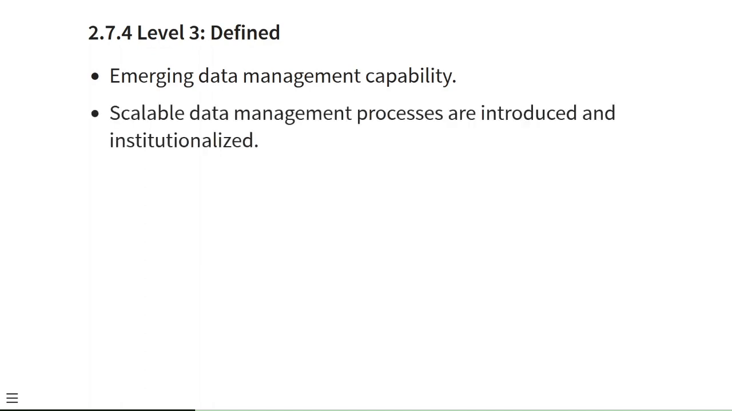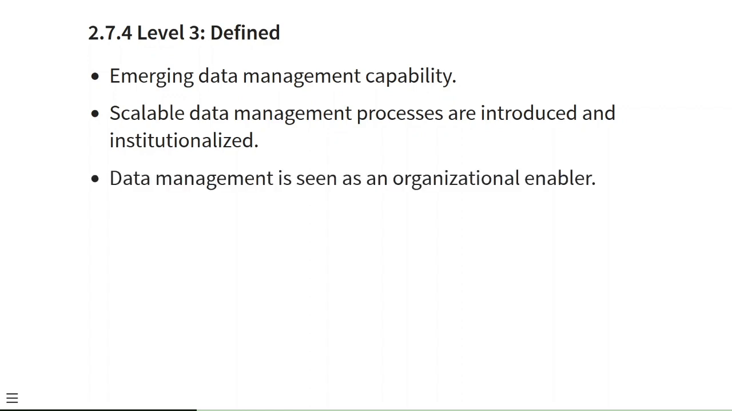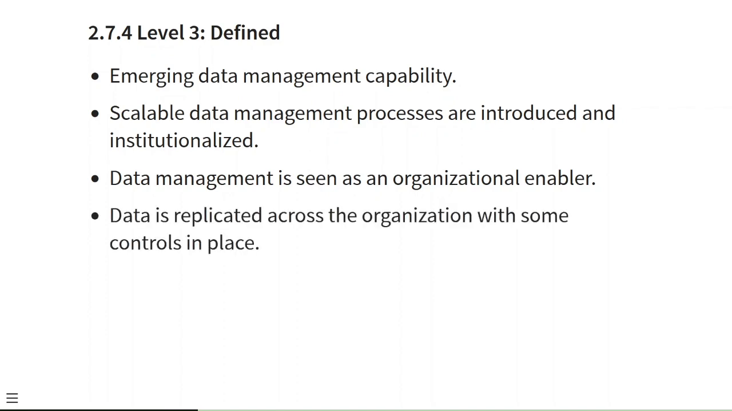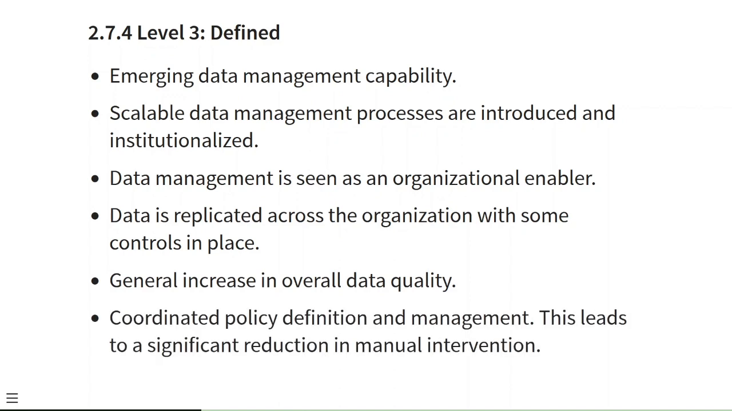Level 3, defined. Emerging data management capability. Scalable data management processes are introduced and institutionalized. Data management is seen as an organizational enabler. Data is replicated across the organization with some controls in place. General increase in overall data quality. Coordinated policy definition and management, which leads to a significant reduction in manual intervention.